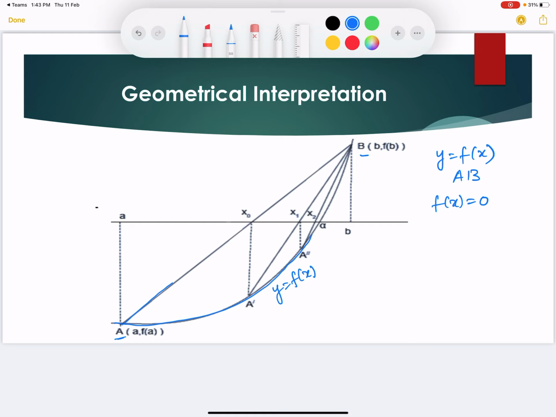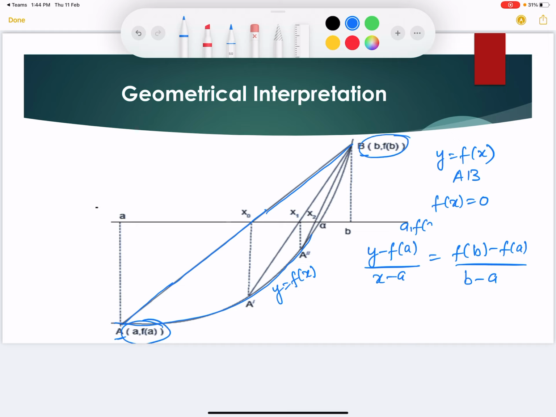So the first step is to find the chord between A and B. Now, what is the equation of this chord? The equation of the chord will be (y minus f(a)) upon (x minus a) is equal to (f(b) minus f(a)) upon (b minus a). This is the equation of the straight line joining 2 points, one is A, f(a) and another is B, f(b).